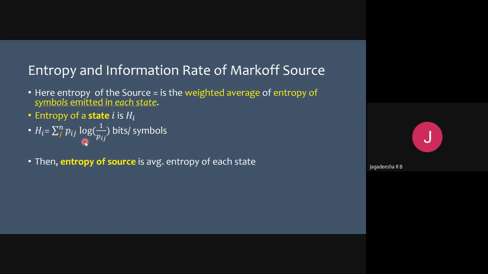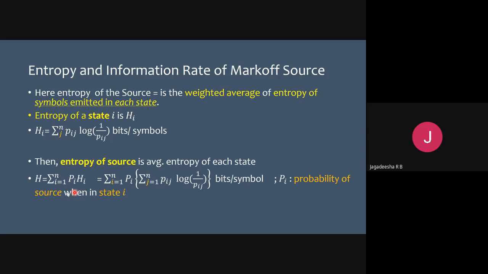Okay, so how many states do we have? There are many states. Maybe from state 2 you need to go to state 1, 2, 3. Similarly, from state 3 you need to go to state 1, 2, 3. All that we need to compute. So that gives the total entropy. So that's what is mentioned here: the entropy of the source is the average entropy of each state.